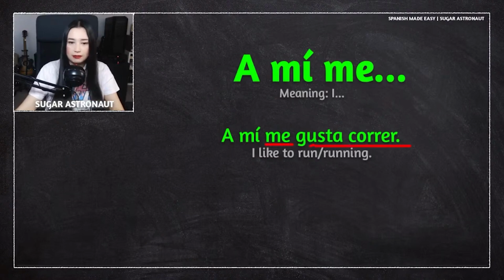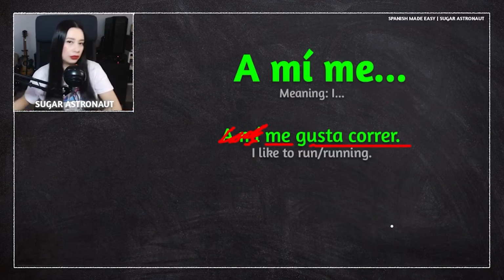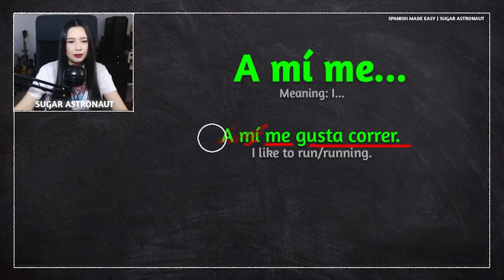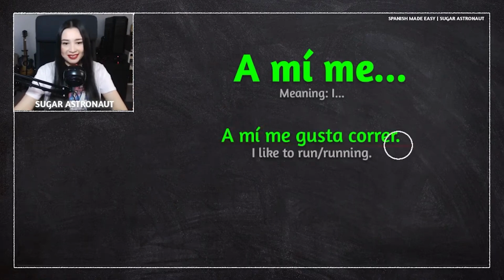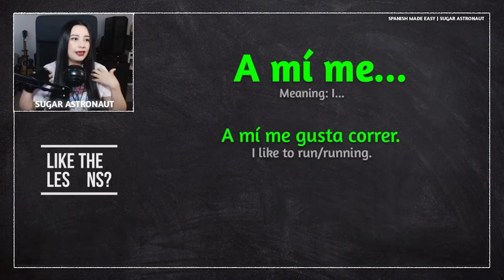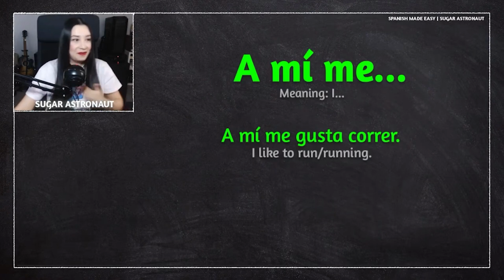Me gusta correr. Without the a mí part. Okay? And that's also correct. So there's two different ways to say it. A mí me gusta correr or me gusta correr. Okay, so it's up to you what you want to use, of course. Both versions are correct, but people use a mí a lot because they're emphasizing that, you know, in this situation, I like to run. Okay, or me in this situation because mí means me.